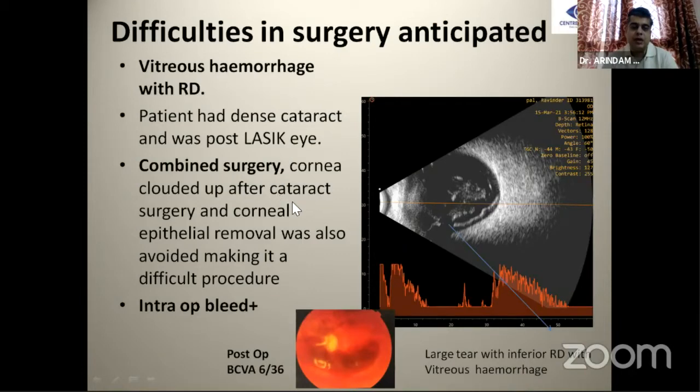The cornea clouded up after cataract surgery. Corneal epithelial removal had to be avoided as it was likely to disturb the flap. The poor visualization led to an intra-op bleed from the retinotomy, unfortunately. And post-op, of course, the patient had 6/36 vision and the retina was attached, but we have this bleed here.